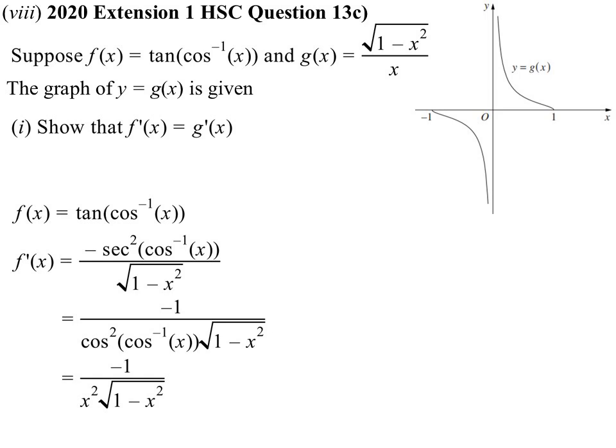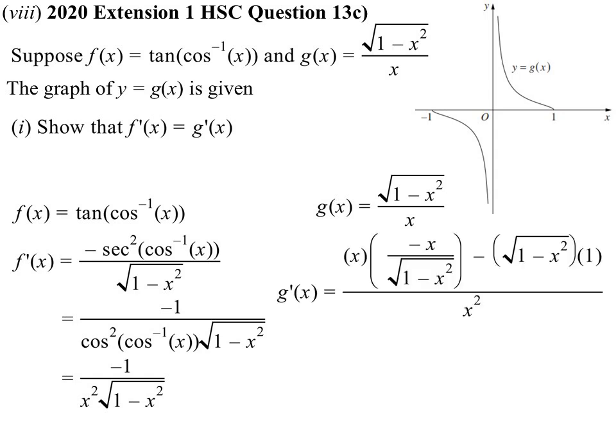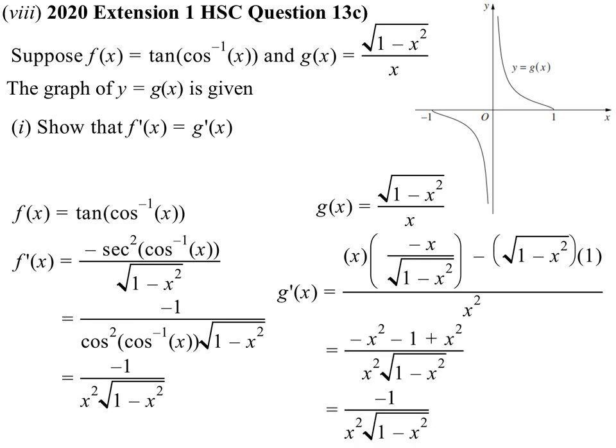Okay, let's see what happens when we differentiate the other one. Got to use our quotient rule. Square the bottom, x squared. Write down the bottom, diff the top, minus, write down the top, diff the bottom, and playing around with that, we can show that, yeah, these two derivatives are the same thing. So using part I, show that those functions are actually the same thing.